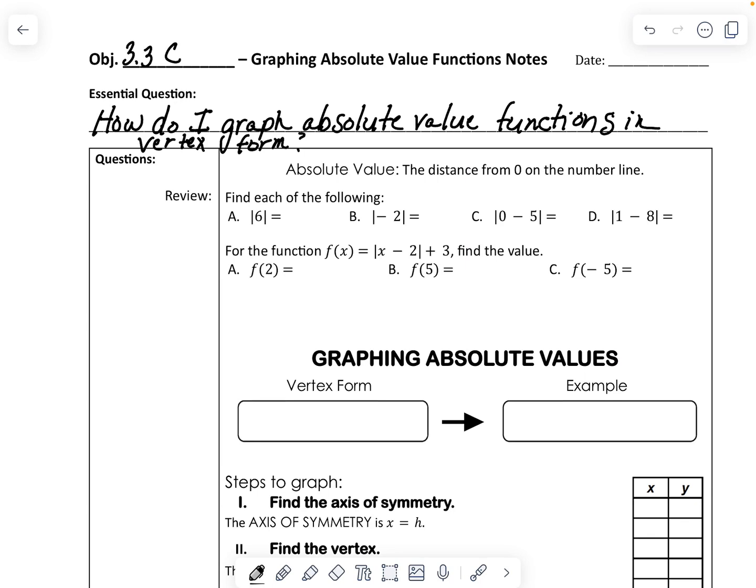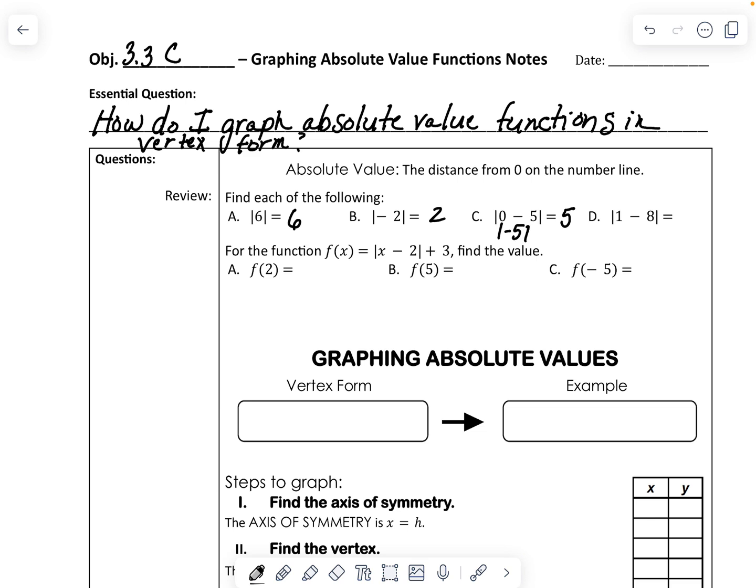So when we're talking about absolute value, we're talking about the distance the number is from 0 on the number line. So the absolute value of 6 would be 6. It's 6 from the number line. The absolute value of -2 would be 2. It's 2 from the number line. Okay? How about the absolute value of 0 minus 5? Well, if you do 0 minus 5, you're going to get -5, but the absolute value of -5 is 5.